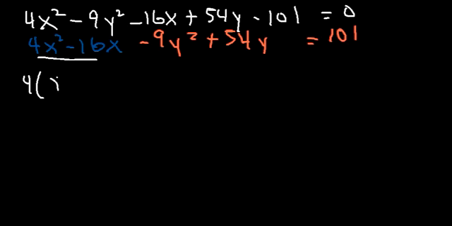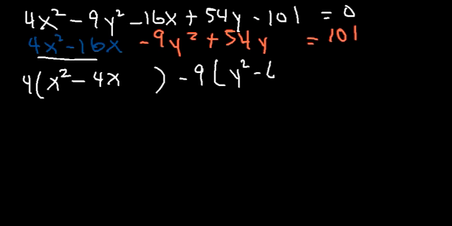So 4x squared divided by 4 is x squared. Negative 16x divided by 4 is negative 4x. Leave a space. Next, let's factor out negative 9. 54 divided by negative 9 is negative 6. And now let's complete the square. Half of 4 is 2, so let's add 2 squared. Half of 6 is 3, so we're going to add 3 squared.